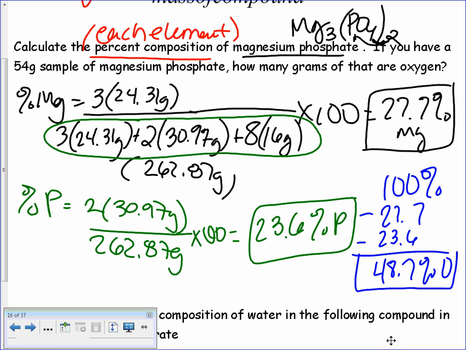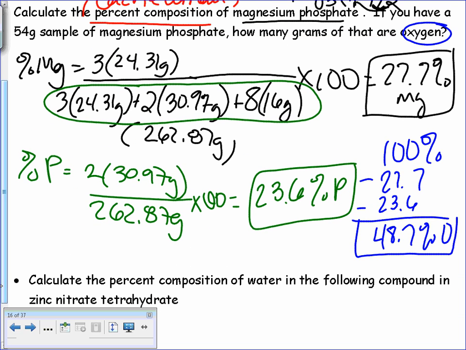But to answer the second part of the question, if you have a 54-gram sample of magnesium phosphate, how many grams of that are oxygen? You're going to use which of these lovely values? The oxygen one, okay? So when you use the oxygen one, and the question said 54-gram sample, how much of that 54 grams is oxygen? What percent of it is oxygen?